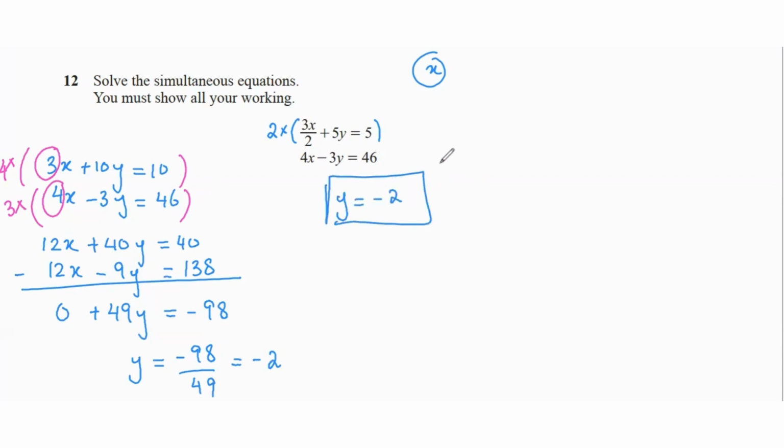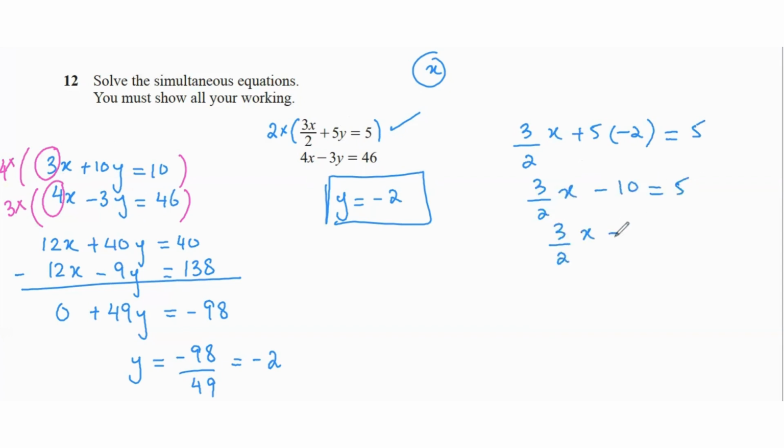Now find the corresponding value of x. You can put y equals negative 2 in either of the equations. There is no restriction that you have to put it in the new equations or the old ones. You can use any equation. I'm going to use this one because it's easy to solve, the numbers are smaller. So 3 over 2 x plus 5 times negative 2 equals 5. So that's 3 over 2 x minus 10 equals 5.